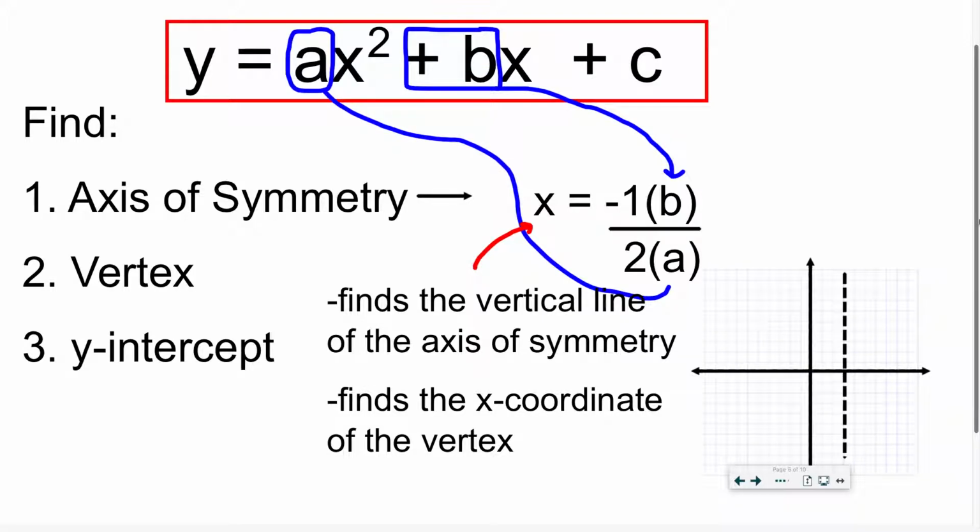We already know that a vertical line has the equation x equals that number, and it's the x value of the vertical line. That's what this calculation is going to help us find. We're going to find the axis of symmetry, and then we're going to use that value. Why is the axis of symmetry going to be essential in finding the vertex?